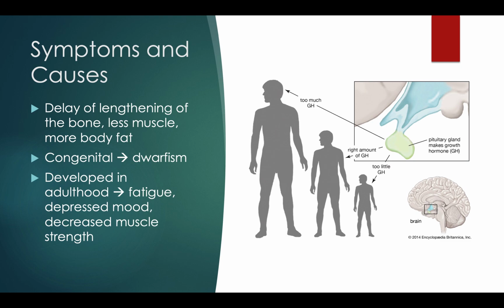GDH that has been present since birth could have resulted from damage to the hypothalamus or the pituitary gland during fetal development as well. Some studies have also found that it could be caused by mutations in the PIT1 and POUT1 genes, which lead to a decreased synthesis of other hormones as well. When a GH deficiency is acquired in adults, it is associated with fatigue, depressed mood, decreased muscle strength, and thin skin.